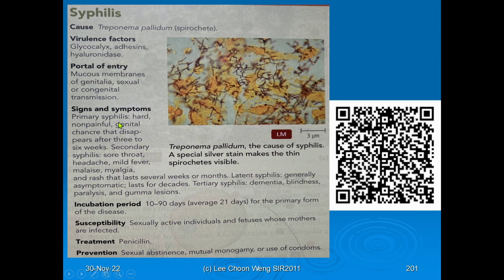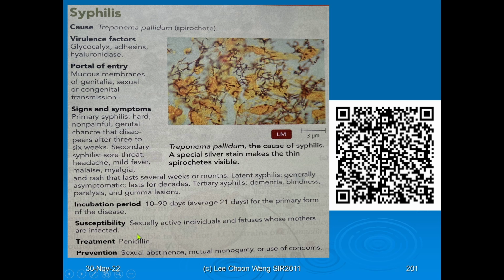For primary syphilis, a hard, non-painful genital chancre. Secondary syphilis: sore throat, headaches, mild fever, malaise, myalgia, and rash. Sometimes latent syphilis, generally asymptomatic, lasts for decades, but in serious cases you have tertiary syphilis, where you have dementia, blindness, paralysis, and gummatous lesions. Susceptible humans include sexually active individuals and fetuses whose mothers are infected.